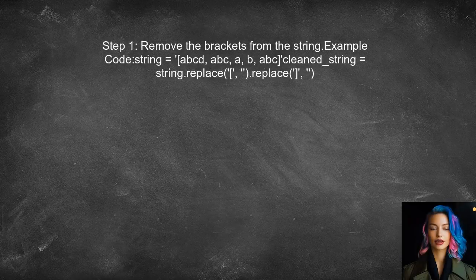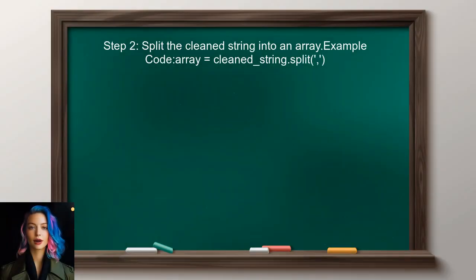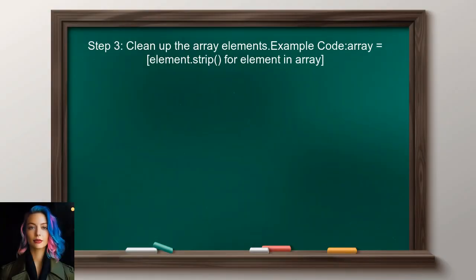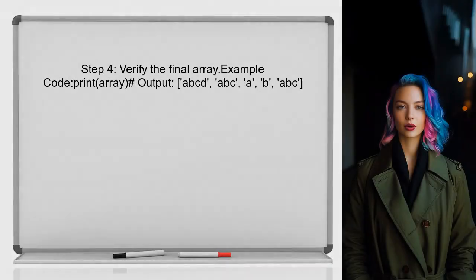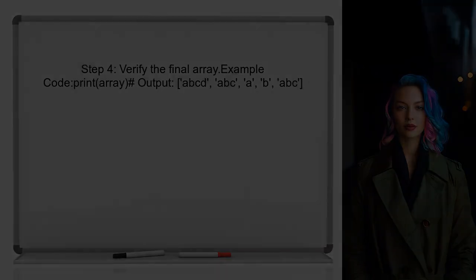To convert the string into an array, the user should first remove the brackets from the string. This can be done using the string's replace method. Next, the user should split the clean string into individual elements. This can be achieved using the split method, specifying a comma as the delimiter. After splitting, the user will have an array with extra spaces around the elements. To clean this up, they can use a list comprehension to strip any leading or trailing spaces. Finally, the user will have a clean array ready for use. They can print the array to verify the result.